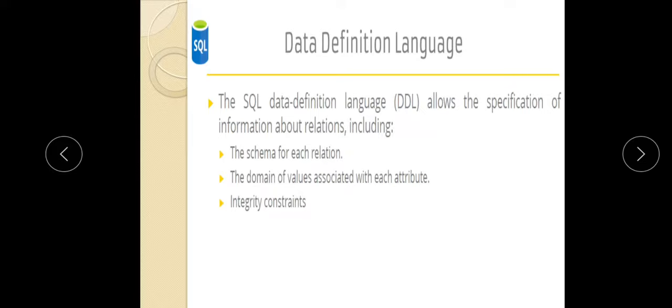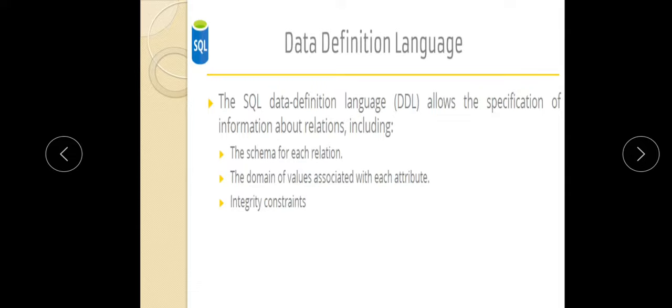That is what they are saying: the SQL data definition language allows the specification of information about relations. Specification means what is the relation name, what are the attributes, what are the data types. That is called the specifications. So the specifications include the schema of the relation. The schema is what we have seen just before.